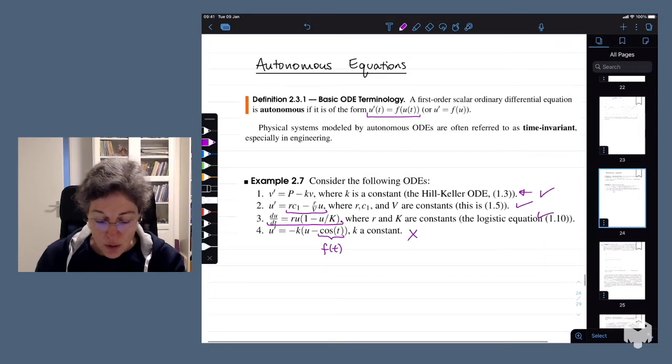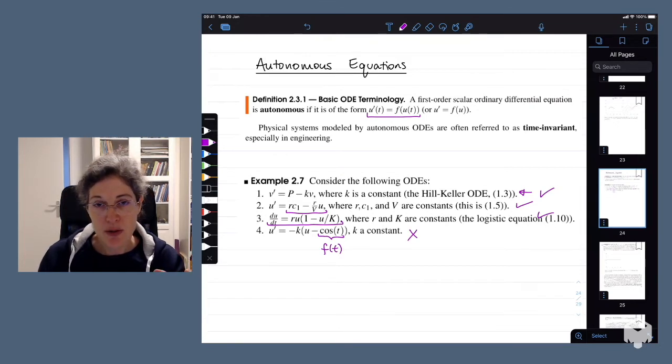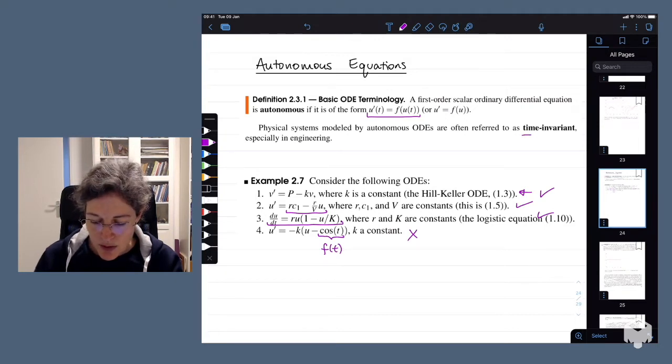What is useful about autonomous equations? Well, they're not explicitly time varying. So often if you go into engineering, they won't call them autonomous equations, they'll call them time invariant.